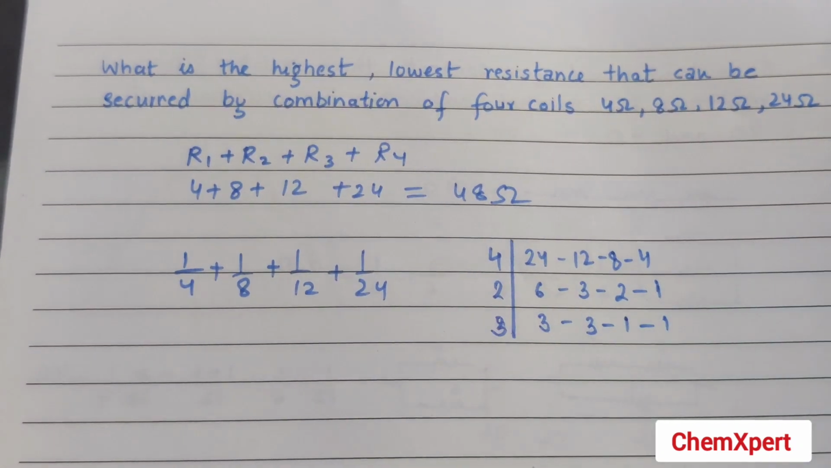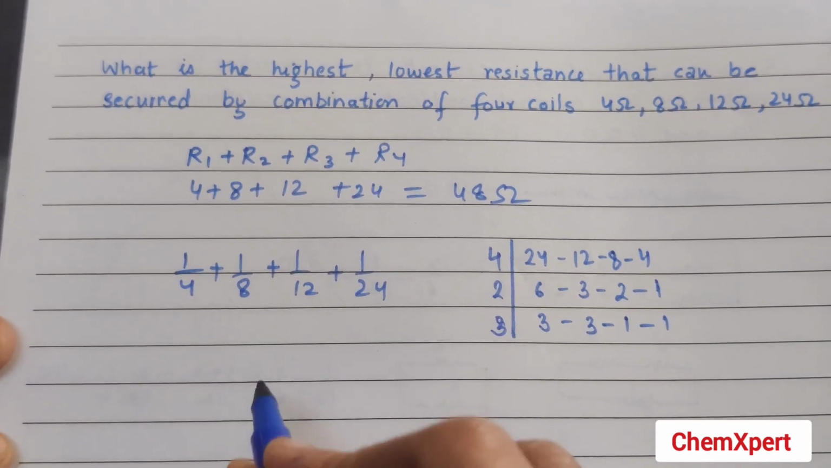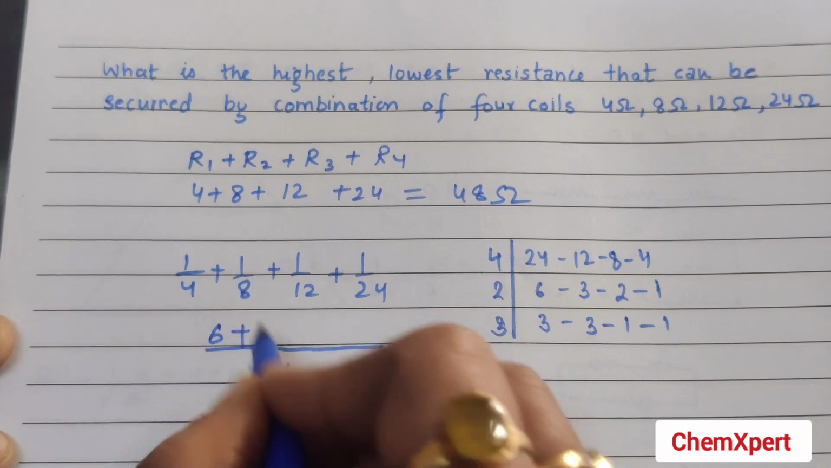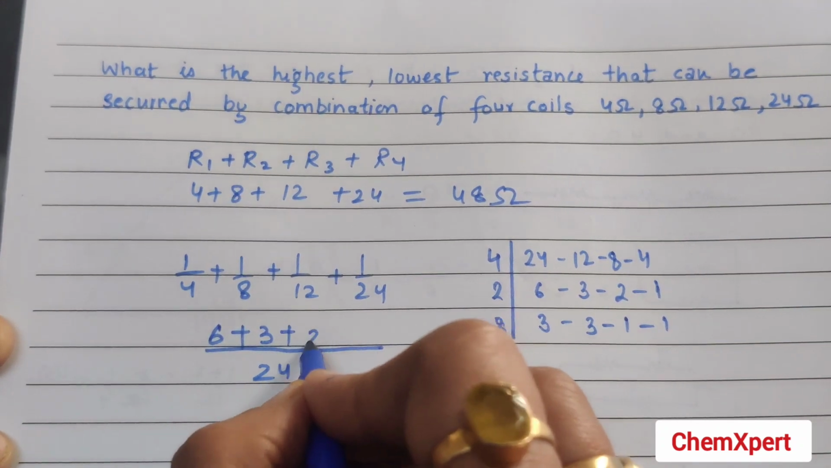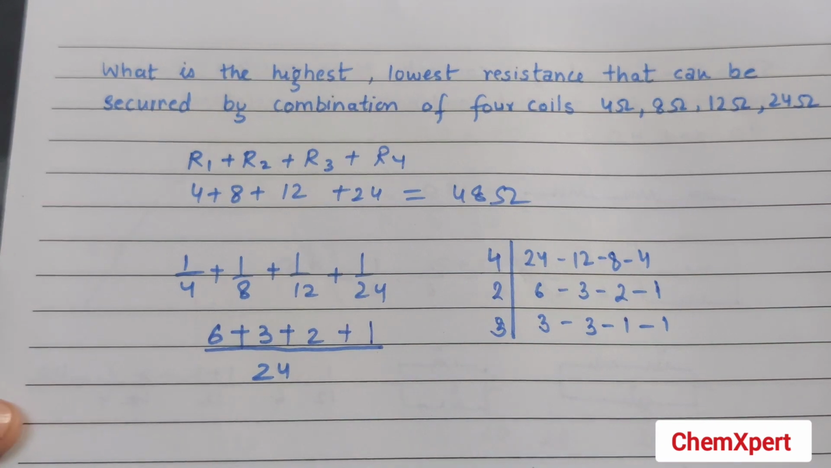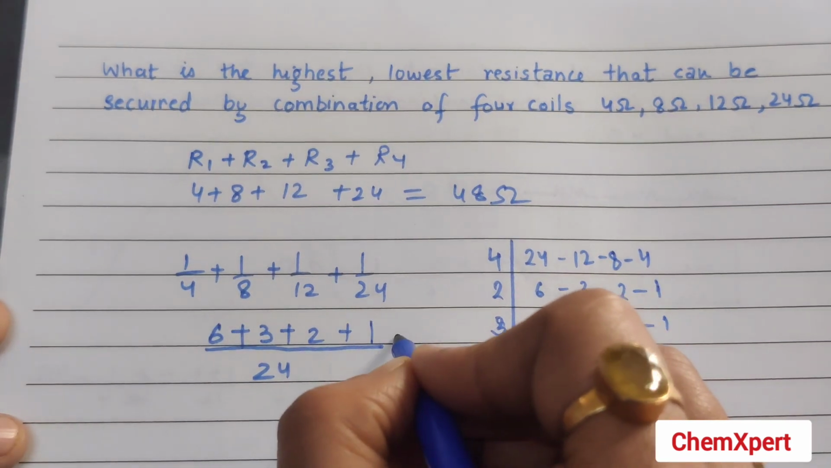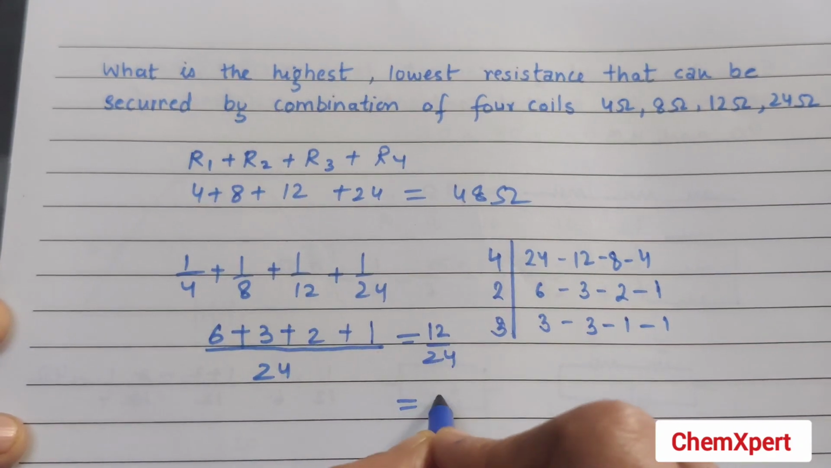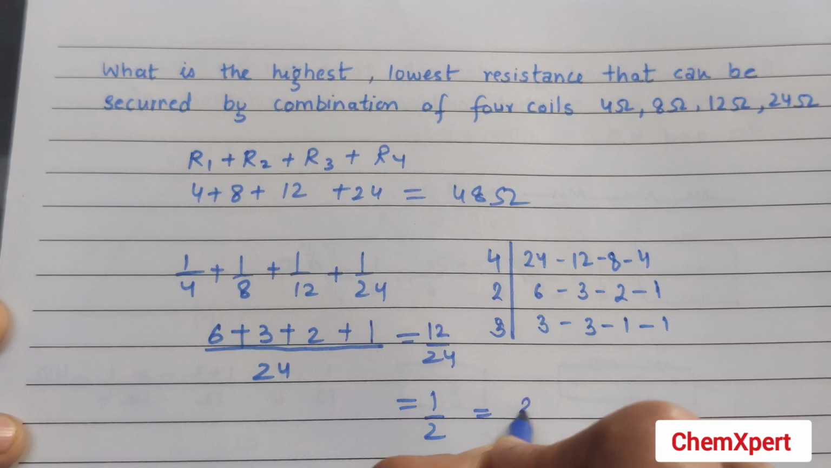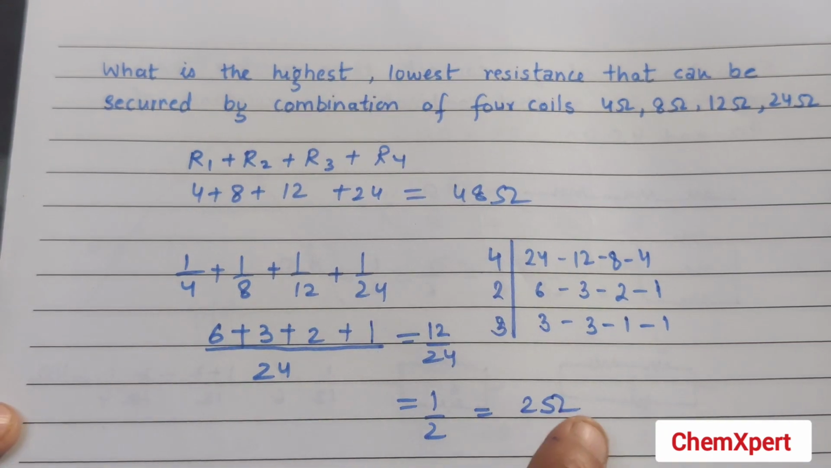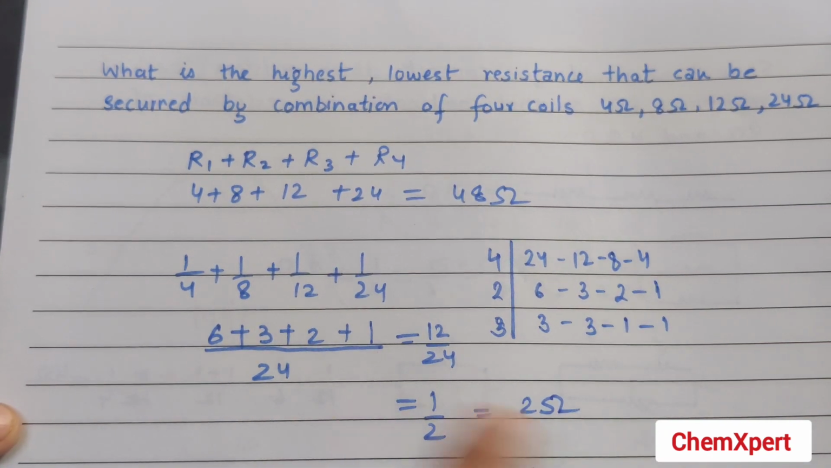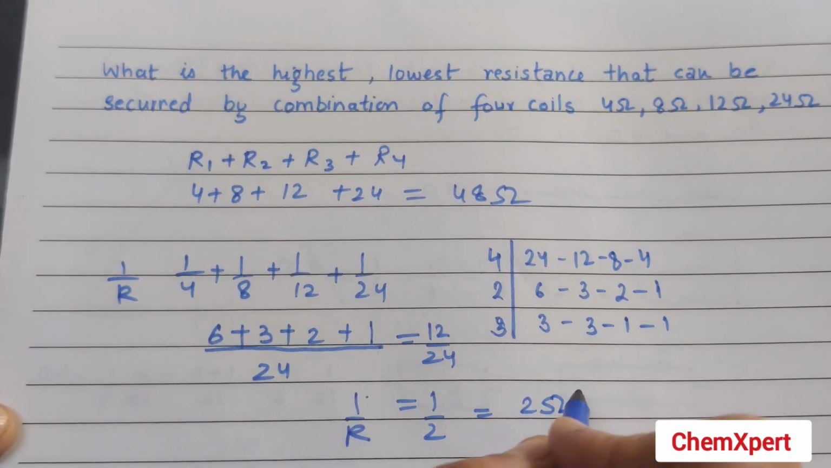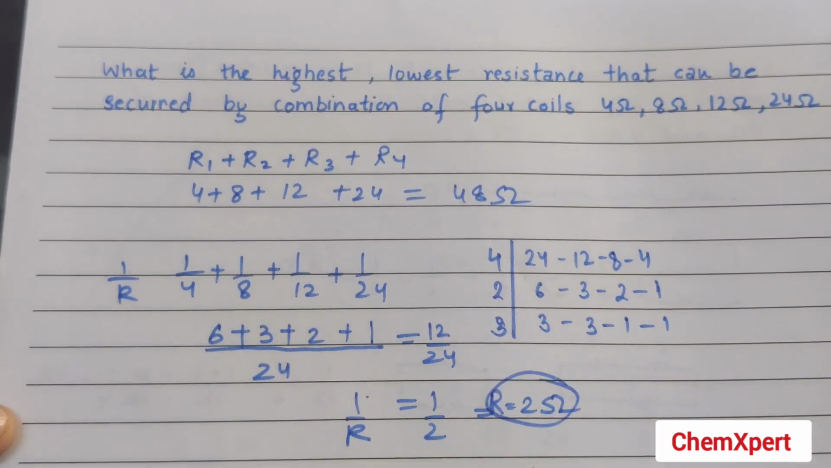So now 3 twos are 6 and 4 sixes are 24. So 24 will be the LCM here. 4 sixes are 24, 8 threes are 24, 12 twos are 24, 24 ones are 24. So this will become 12 by 24. So the answer comes out to be 1 by 2 ohm. So the resistance here is 2 ohm because 1 by R is equal to 1 by 2. So now R will become equal to 2 ohm here.